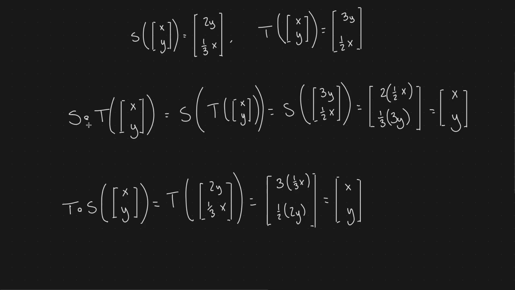And so S compose T is the identity transformation. T compose S is the identity transformation, which means these are inverse transformations.